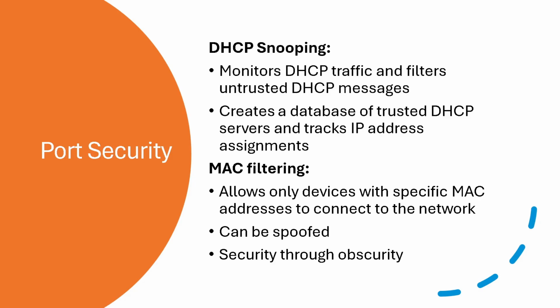MAC filtering. MAC filtering is a security mechanism that restricts network access based on the MAC address of devices. It allows only specific devices with MAC addresses that are in the database to connect to the network. We can configure access control lists, or ACLs, on switches to permit or deny devices based on the MAC addresses. It enhances security by preventing unauthorized devices from accessing the network.